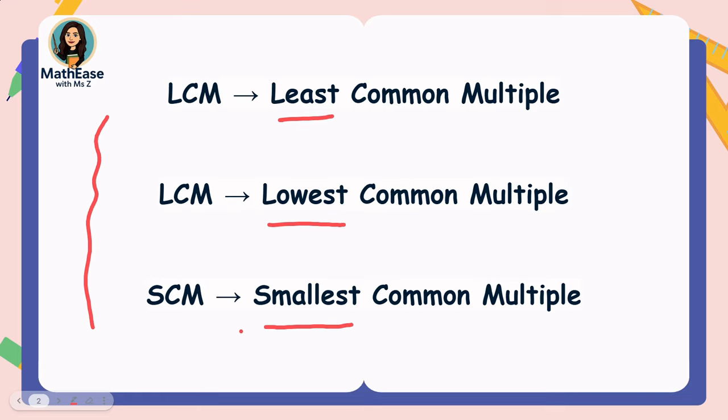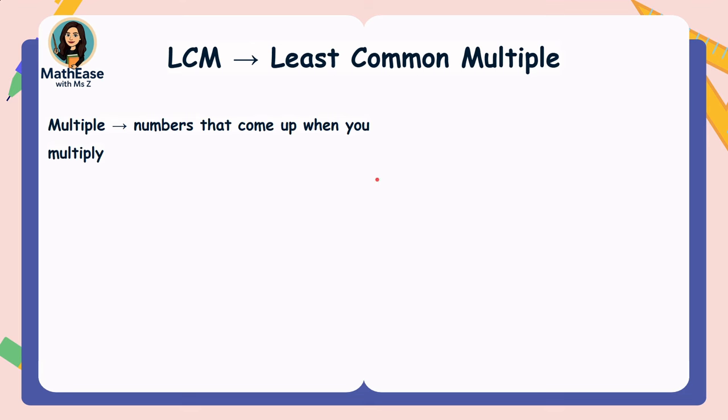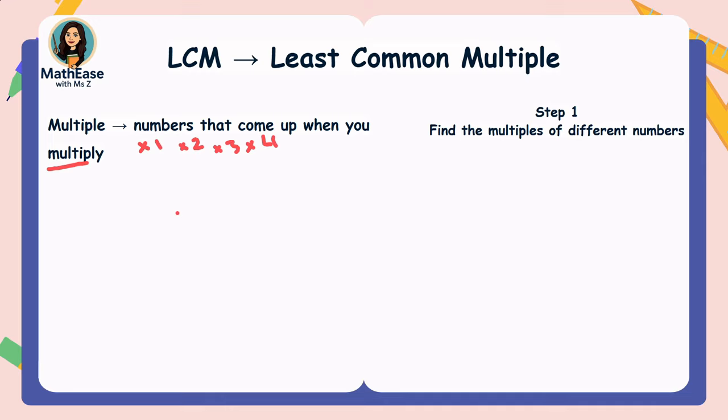Anyways, let's get down to business and figure out what the least common multiple actually is. The words themselves tell us a lot. Multiple means numbers that come up when you multiply. Common means something that two or more numbers share, and least means the smallest one. Now let's try and connect what all these words mean. So a multiple means numbers we get when we multiply a number by 1, 2, 3, 4, and so on. So we're going to look at the multiples of different numbers.